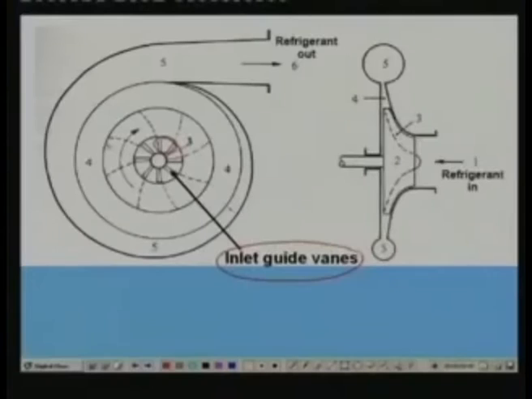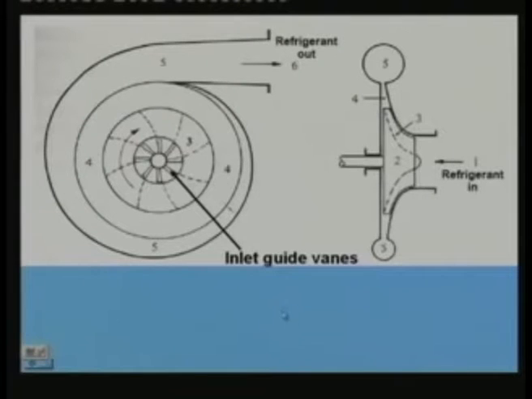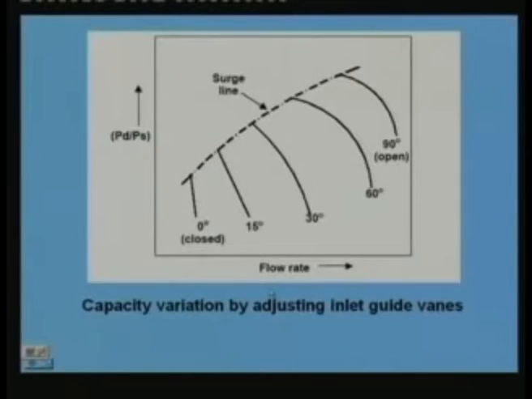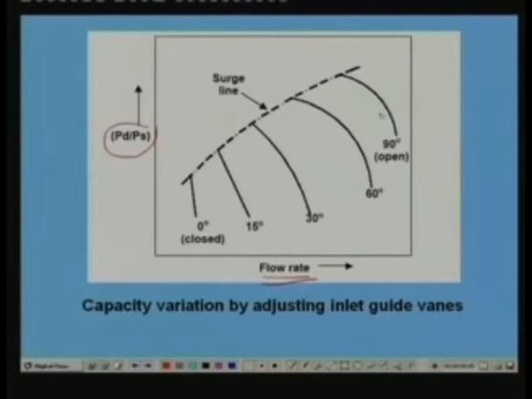Okay, this is one very popular way of controlling the capacity of centrifugal compressors. Now let me show typical performance curves at different inlet guide vane angles. This figure shows the pressure ratio versus flow rate for different inlet guide vane angles. The angle varies from 90 degrees to 0 degrees. When you say 90 degrees, that means the inlet guide vanes are fully open. At this condition you get the maximum capacity.